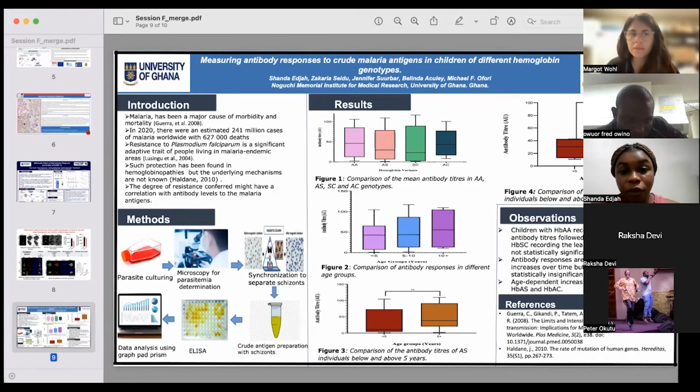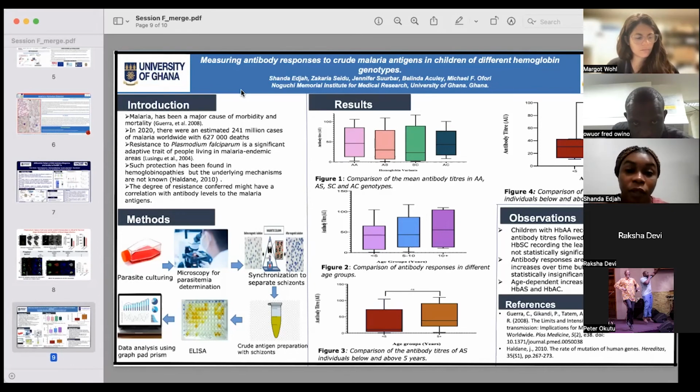So let me continue. For the hemoglobin C or the AC genotype, their RBCs have the ability to crystallize, thereby making the cells rigid, so that the RBCs become unfavorable for the parasites to invade and grow as well. So we attributed the very low mean antibody response seen in the SC group to the combined effects of having one S and one C allele. And the high antibody responses we found in the AA could be due to the fact that the mechanisms seen in the hemoglobinopathies are not observed in the AA genotype.